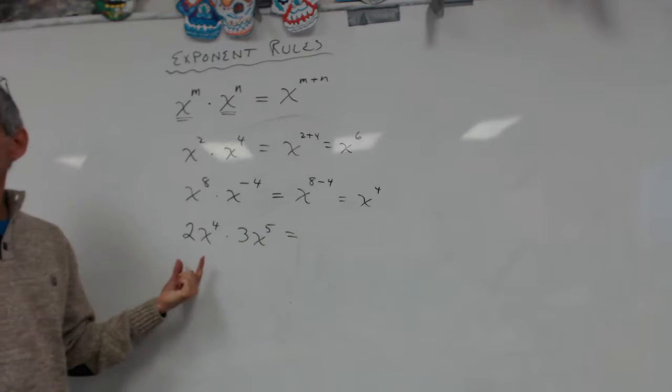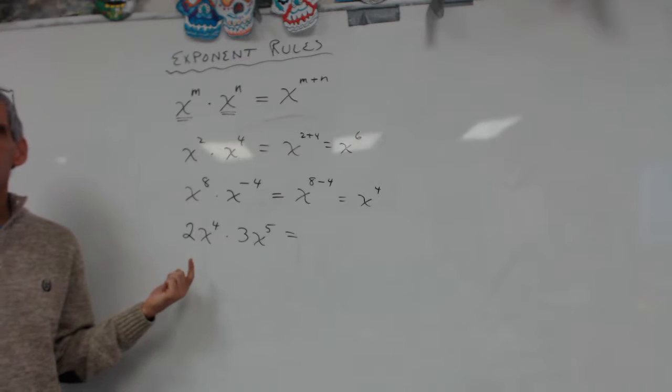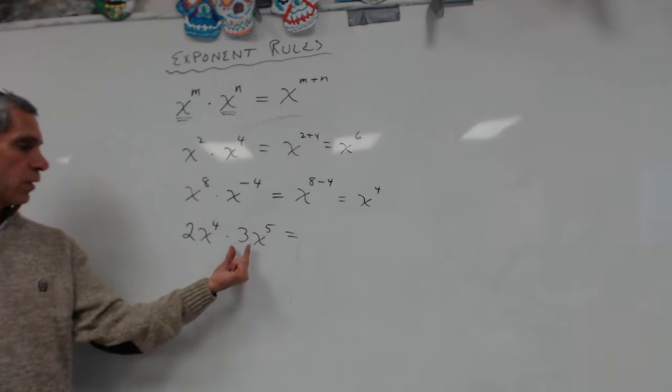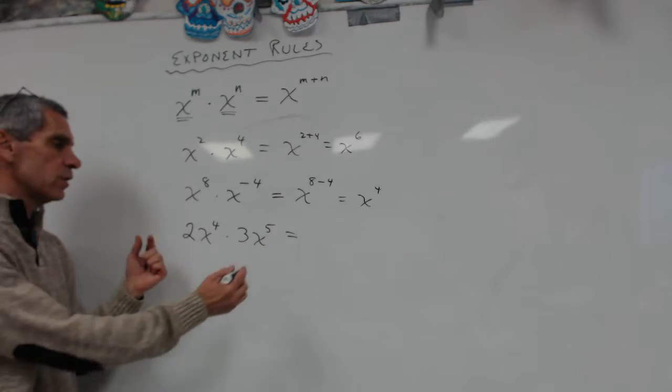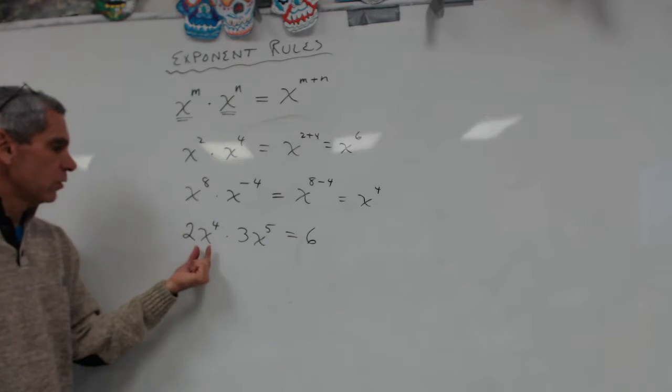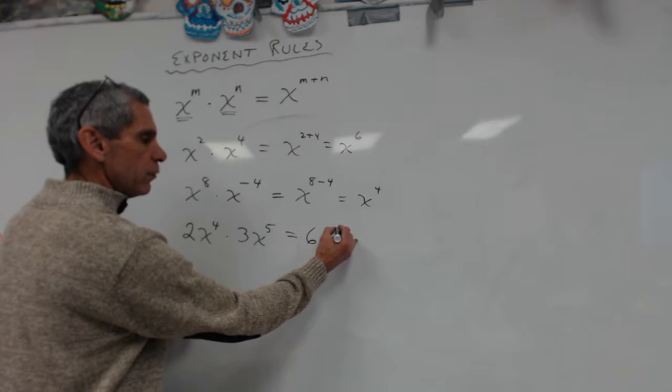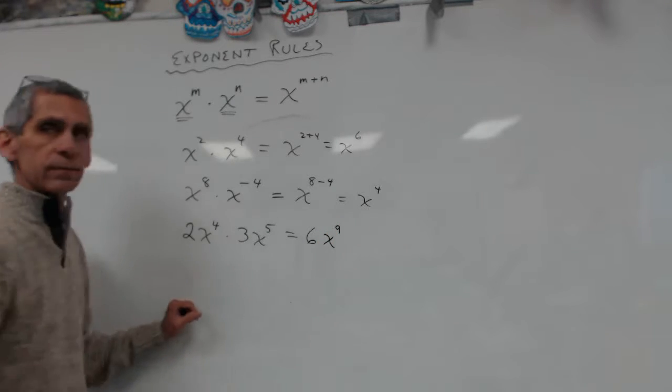There is the commutative property of multiplication. Remember that? That they can commute, they can move. So that I could do 2 times 3 first, which is 6. And then I can do x to the 4th times x to the 5th, which is x to the 4 plus 5, which is x to the 9.